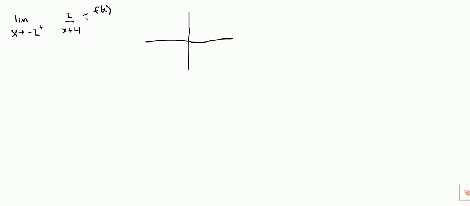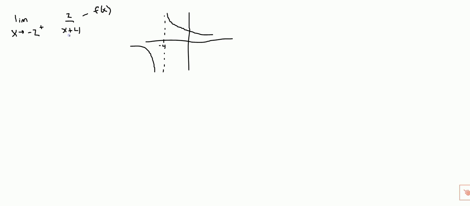So what does this look like? 2 over x plus 4. Well, we know at negative 4, the denominator would be 0. That's going to be a vertical asymptote. This is a hyperbola. So it looks like this, with an asymptote at negative 4.